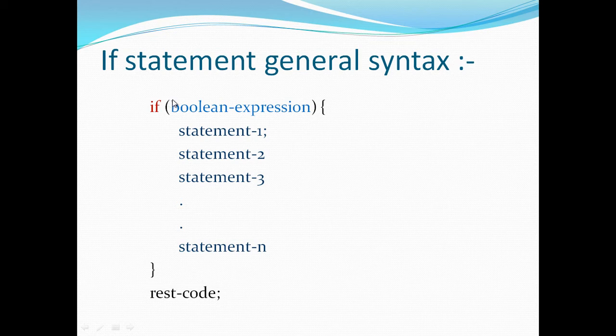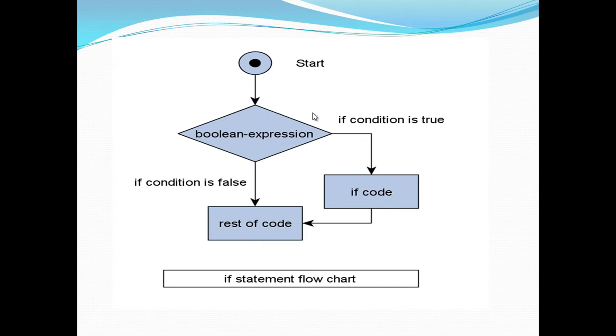Whenever the boolean expression comes out to be false, then this if block, which starts with the open curly brace and ends with the closed curly brace, is skipped and the rest of the code gets executed. So friends, this was the general syntax of the if statement. Let's move ahead and see the flowchart of the if statement.